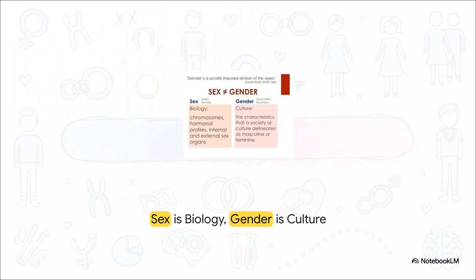Think of it like this. Sex is your biological hardware. It's determined by your chromosomes, your hormonal profiles, and your anatomy. Gender, on the other hand, is a cultural construct. It's all about the roles, the behaviors, and the expectations that a specific society slaps a masculine or feminine label on. So biology builds the foundation, but culture really shapes the gender expression on top of it.